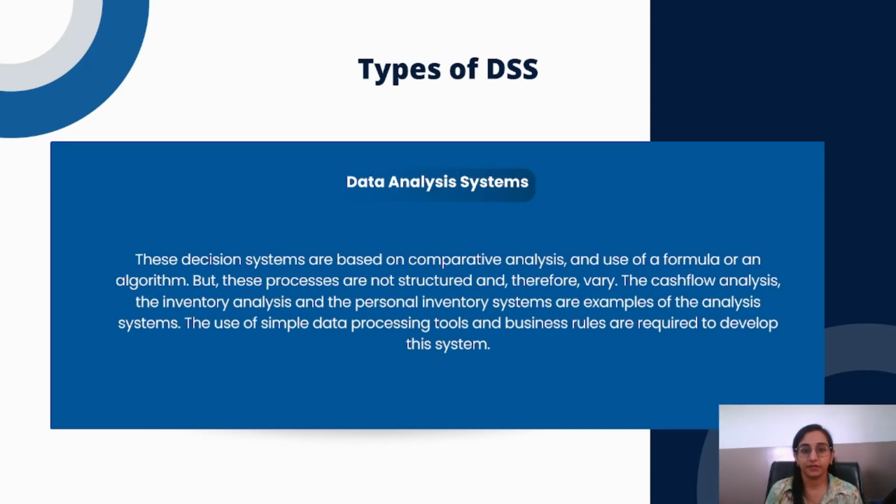Another type of DSS is the data analysis system. This system is designed for decisions that require comparative analysis and the use of formulas or algorithms. These systems perform comparative analysis, which means they compare different sets of data to find patterns, trends, or discrepancies. For example, comparing current sales data with historical data to identify growth or decline.